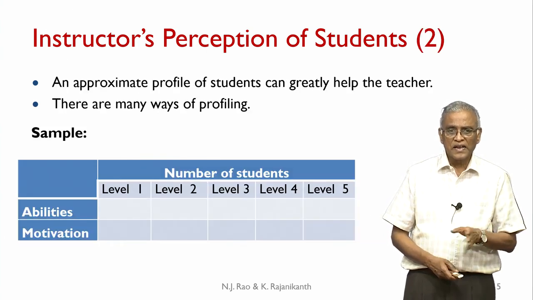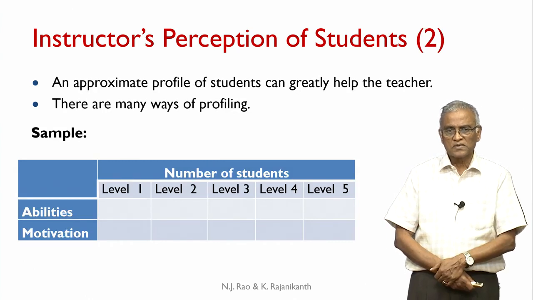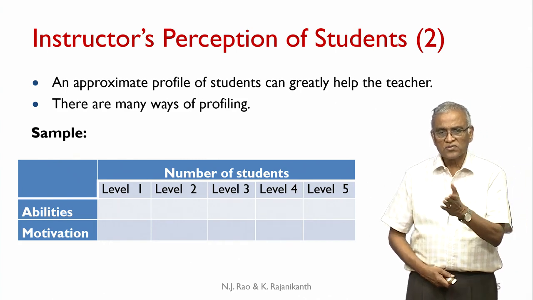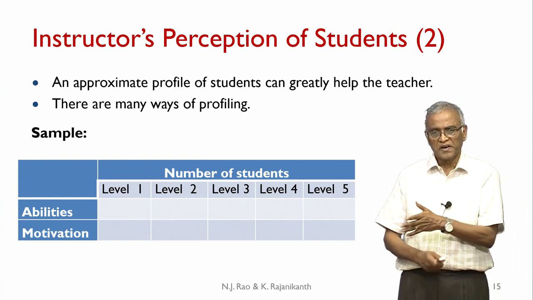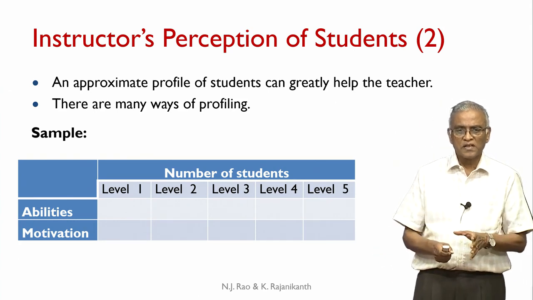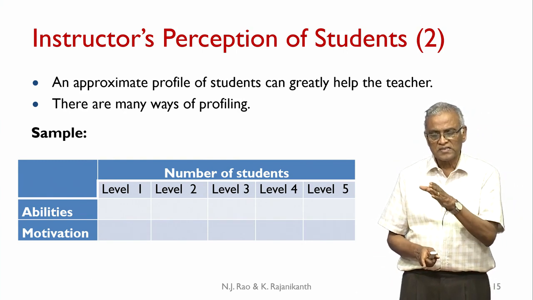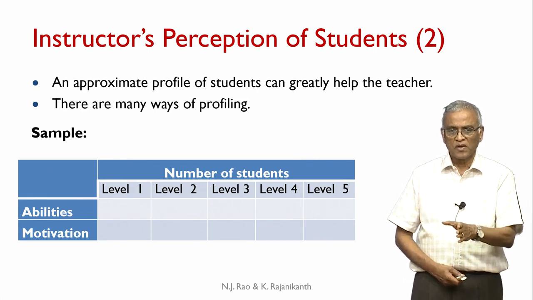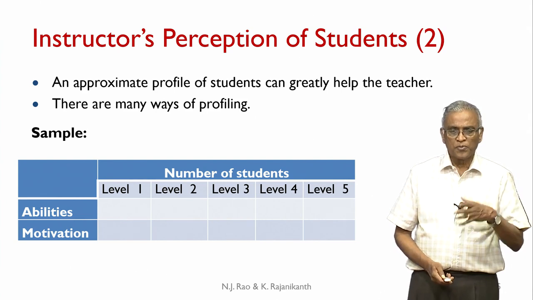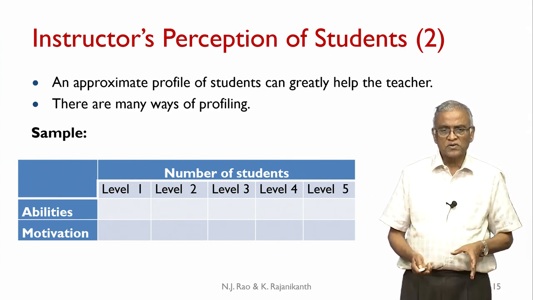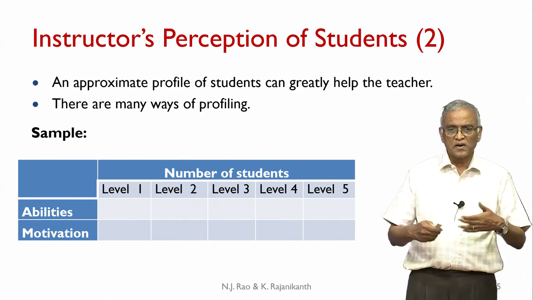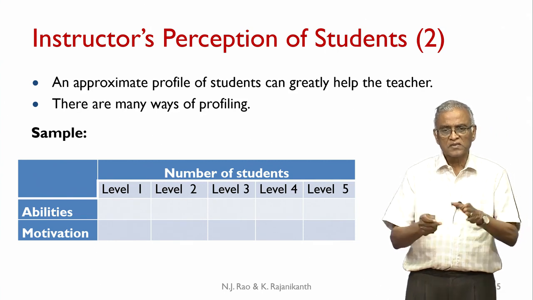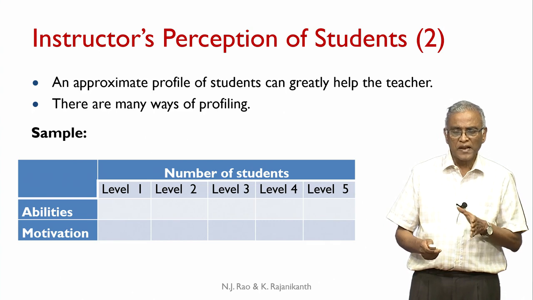Then based on that, an approximate profile of students can be created like this with respect to ability and motivation. Here I showed indicatively 5 levels. You can create more levels or fewer levels. Then you can say how many students are there at each level. Then I know where to peg my instruction. So, choose a way of profiling students and then classify the students. This is for your own purpose. This need not be made available to the students or made public at all. And then based on this, you start planning your instruction.